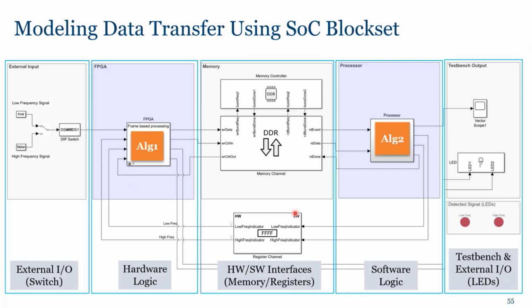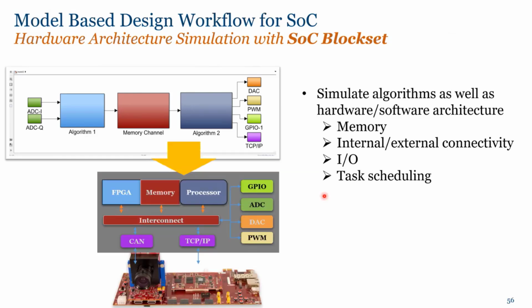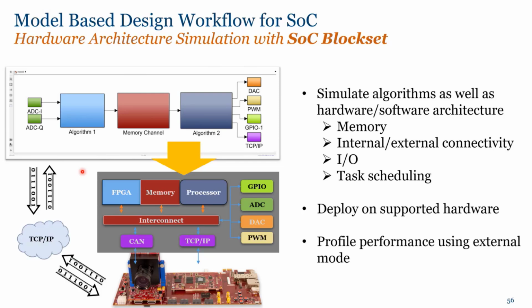So if we go back to our example, we will not only see algorithm 1 and algorithm 2, but rather we'll be generating code for algorithm 1 and algorithm 2, not of course for the input, output and the memory channel, but our code will be mapped directly through our reference design. So we'll simulate the algorithm as well as the hardware-software architecture. So we'll go through memory, task scheduling, IOs, and external connectivities. We can later on, like I said, deploy on supported hardware through code generation, and the code will be mapped always through the reference design on the hardware.